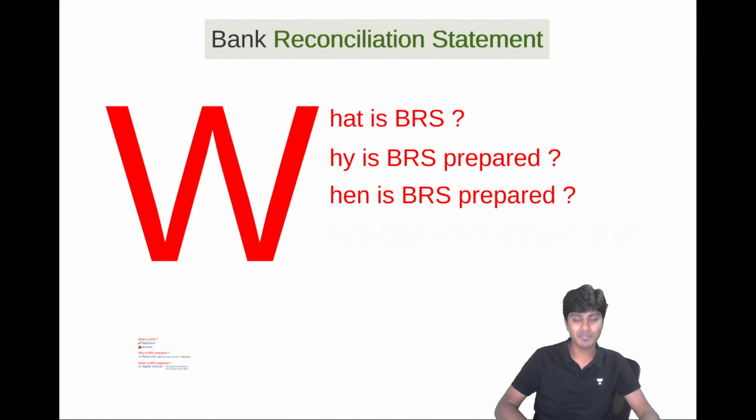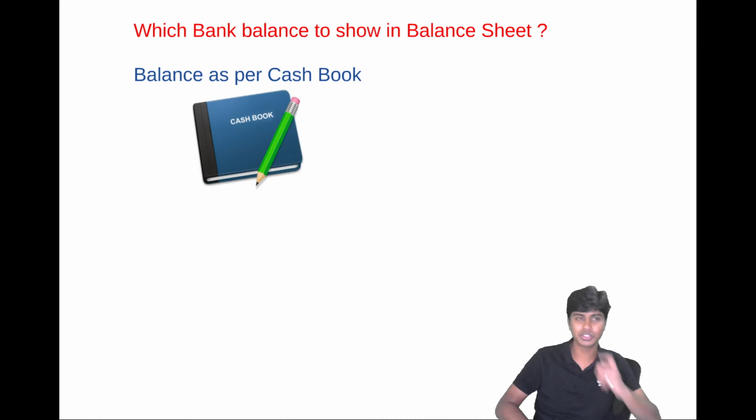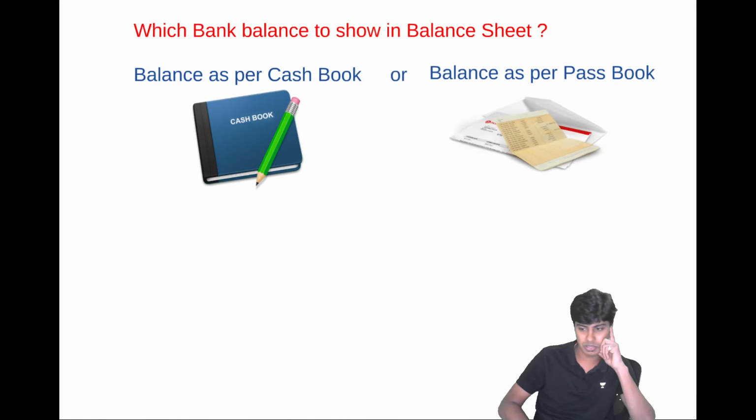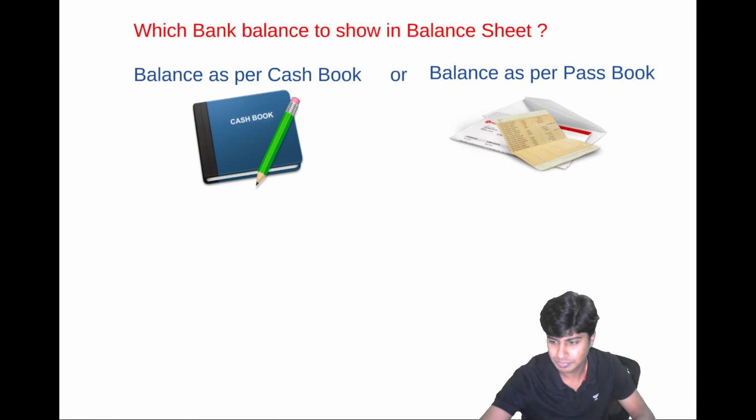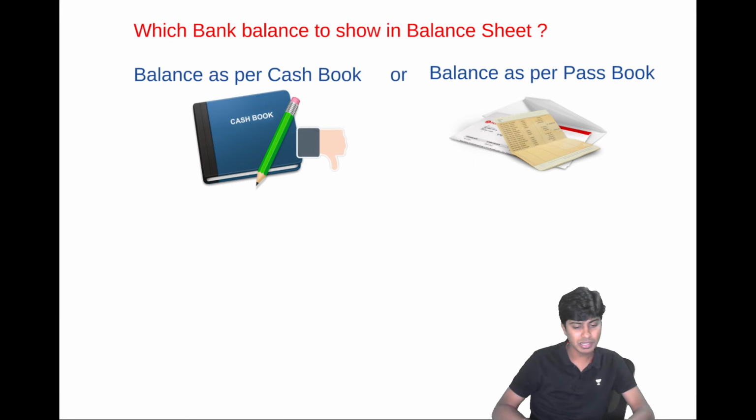After the question, when is BRS prepared? The next question that we have is, which balance is to be shown in BRS? Should we be showing the balance as per cash book, or should we be showing the balance as per passbook? The answer to which is something very simple. We should neither be showing balances per cash book, nor should we be showing balances per passbook.